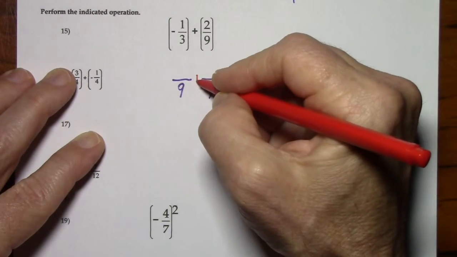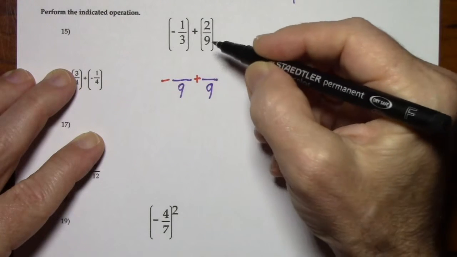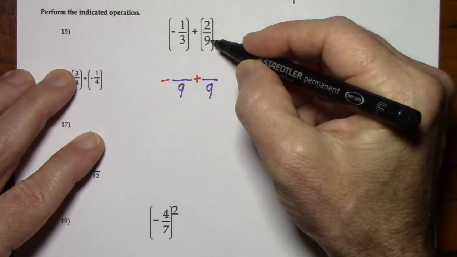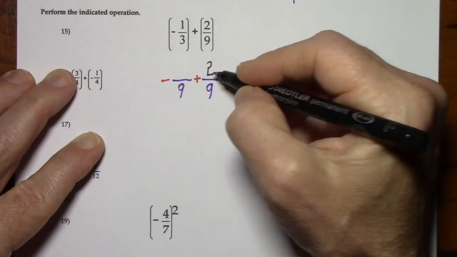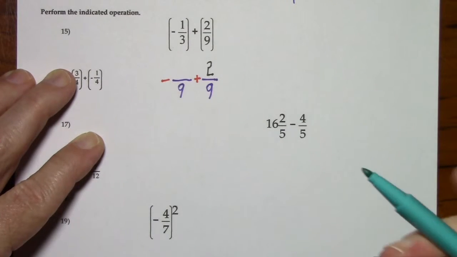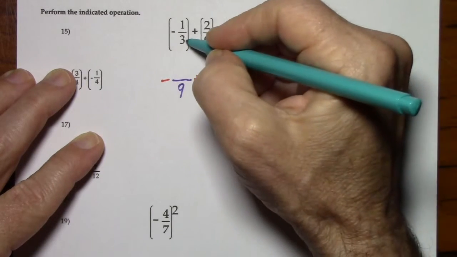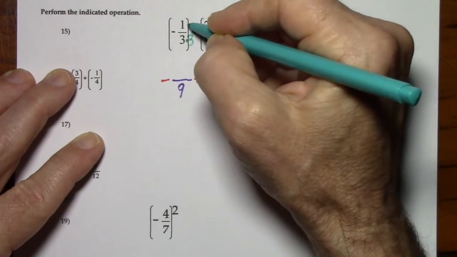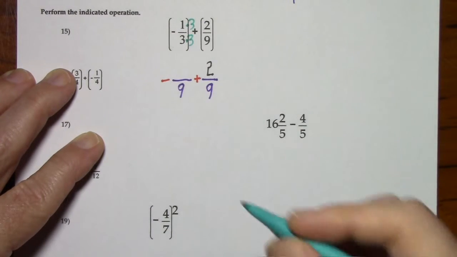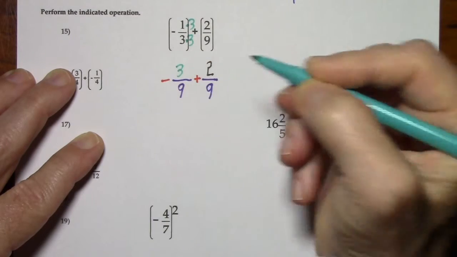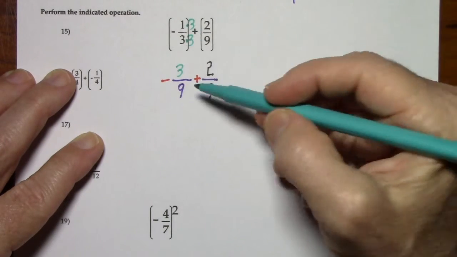I'll keep the signs the way they are. Since this fraction already has a denominator of 9, I don't have to change anything. I simply keep that numerator. But with this fraction, to get from 3 to 9, I multiplied by 3, so I have to multiply the numerator by 3 as well. And again, 3/9 is the same as 1/3. It just looks different.